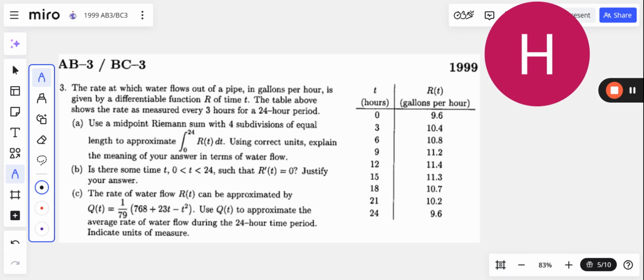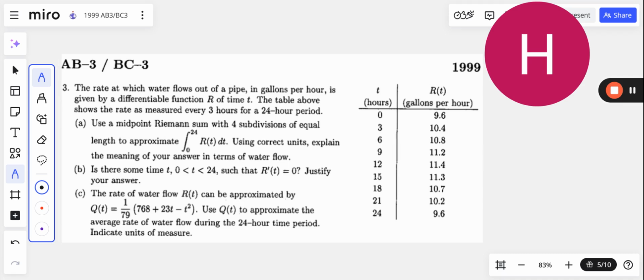Today we have a problem from the 1999 AP Calculus exam. This problem came up on the AB exam and the BC exam. So if you're in AB, totally approachable. As usual, give it a chance, about 12 to 15 minutes for this.